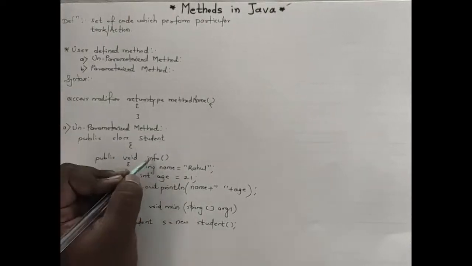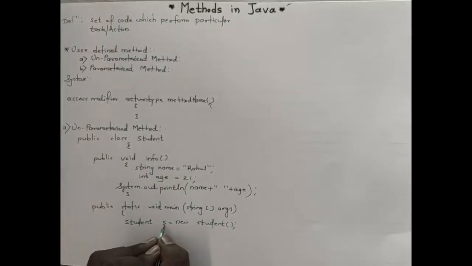So how to call that method? Simply by using this reference variable we can call that method. Just write here s dot, which is very important. Inside Eclipse when we put a dot we get suggestions from Java.